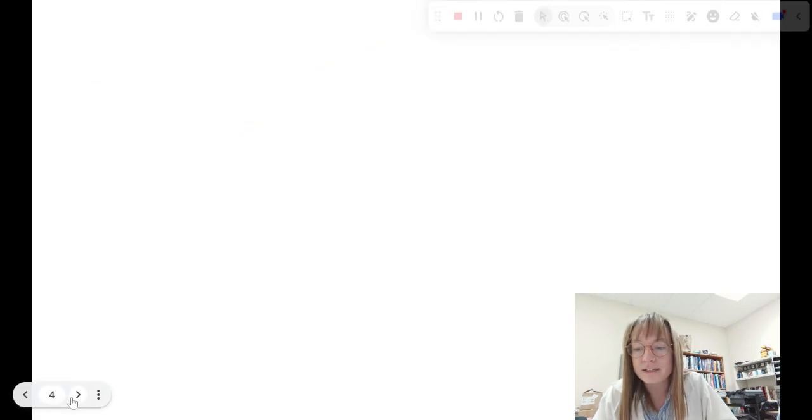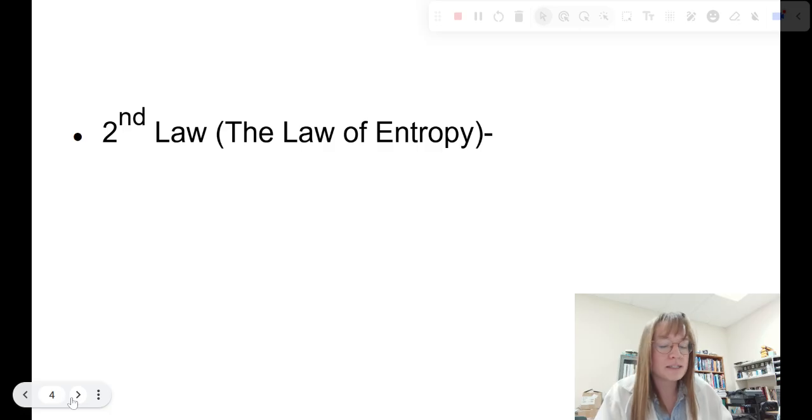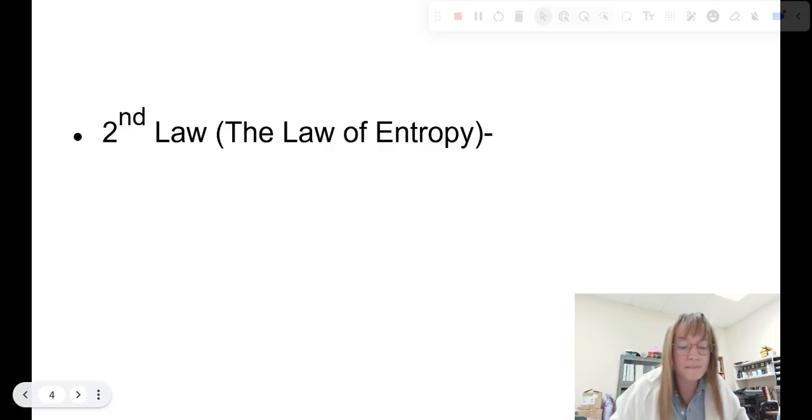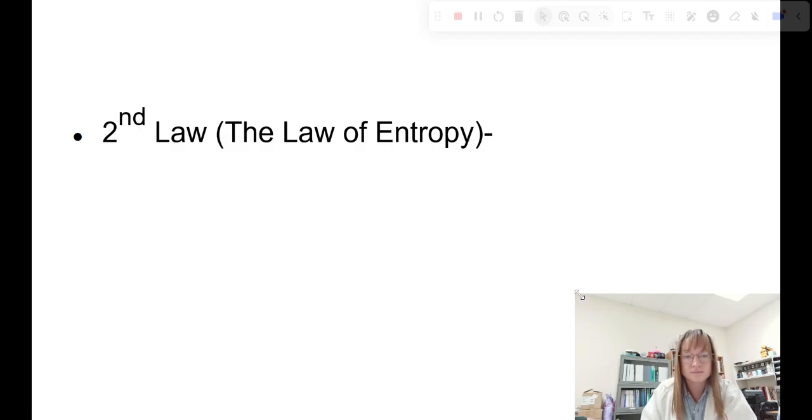Okay, next. The next law of thermodynamics that we're going to talk about today is the second law of thermodynamics, which is often called the law of entropy. Now, the law of entropy has a whole lot of stuff to it, so I'm going to make 4 points and talk through each of them. They are all encompassed by the law of entropy, so all of them are worth writing down.